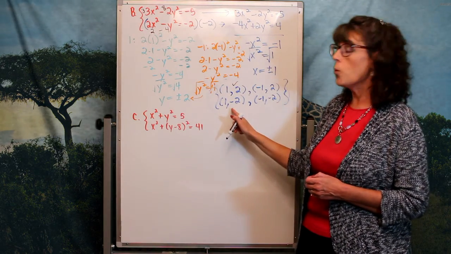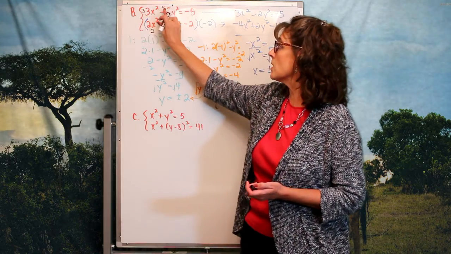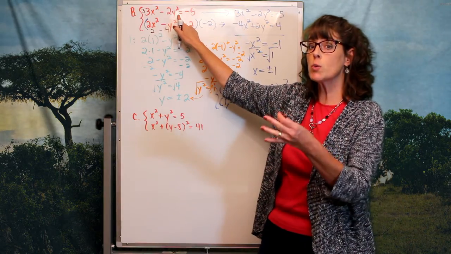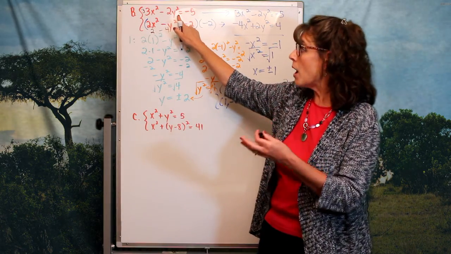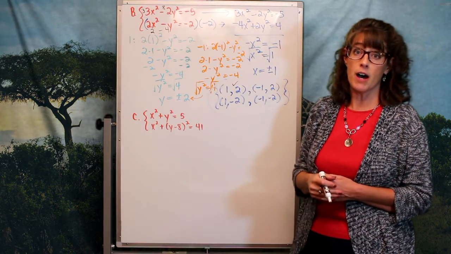Let's check this one. 1 and negative 2. Well, we already did. 1 squared is 1 times 3 is 3. Now we just need to fill in my negative 2 here. But remember, negative 2 squared is going to be a positive 4. Positive 4 times 2 is still going to be an 8. And 3 minus 8 is still going to be a negative 5.